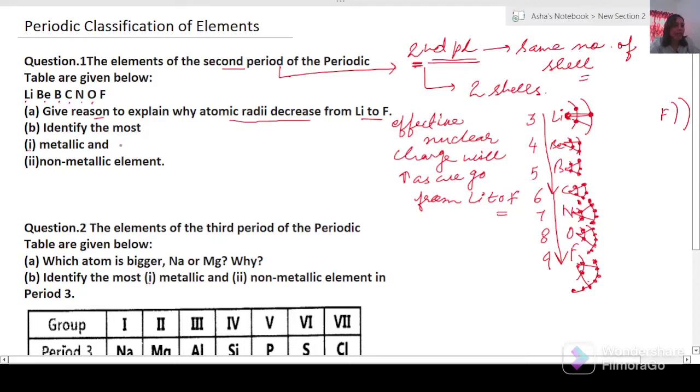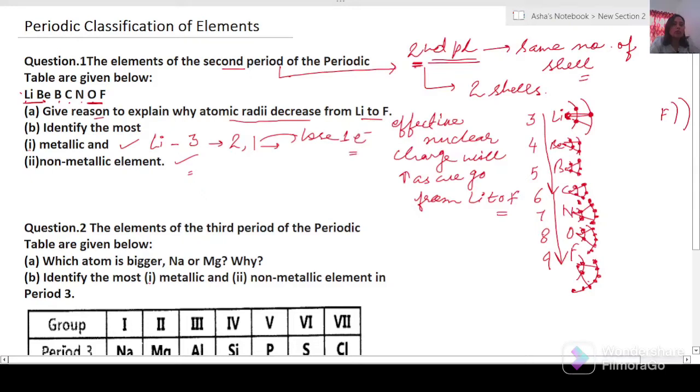Now, identify the most metallic element and the most non-metallic element. Always at the beginning of the period we have the metals, and at the end we have the non-metals. So the most metallic will be lithium, because its atomic number is 3 and its electronic configuration is 2, 1. To fulfill its valency it would need 7 more electrons, but there is no one who will give 7 electrons to complete its octet. So what it will do is lose this 1 electron.